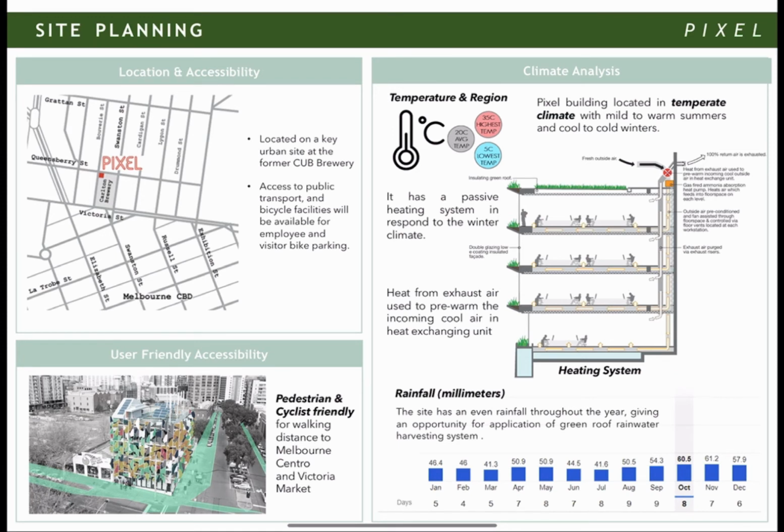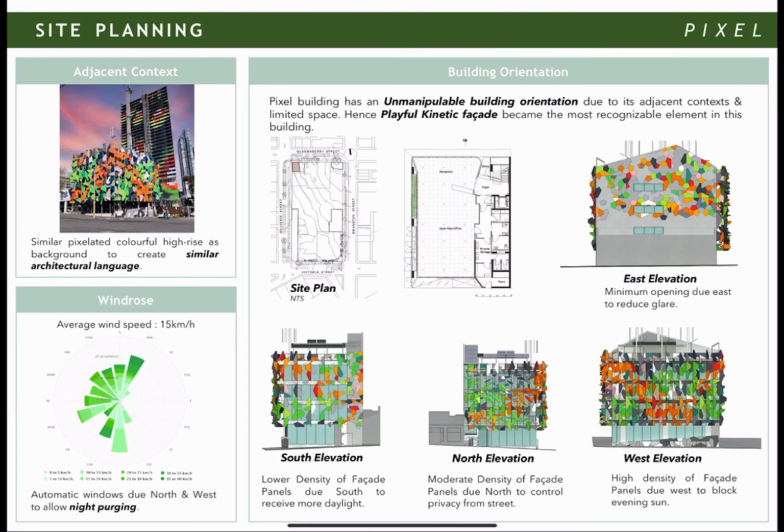For site planning, the Pixel building is located on a key urban site at the Carlton and United Breweries Company. Accessibility-wise, it has a pedestrian and cyclist-friendly lane with walking distance to Melbourne Central and Victoria Market. Responding to the temperate climate, it has a passive heating system during the winter season. Besides that, the site has even precipitation throughout the year, giving an opportunity for application of a green roof rainwater harvesting system. From the site plan, we can see that the Pixel building has an unmanipulable building orientation due to its adjacent context and limited space.